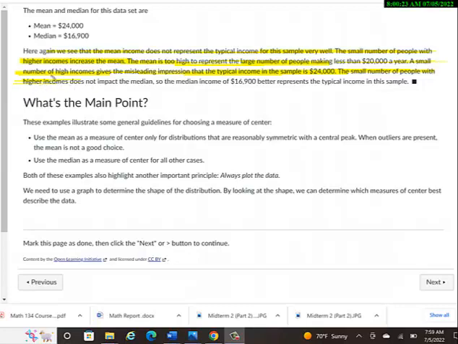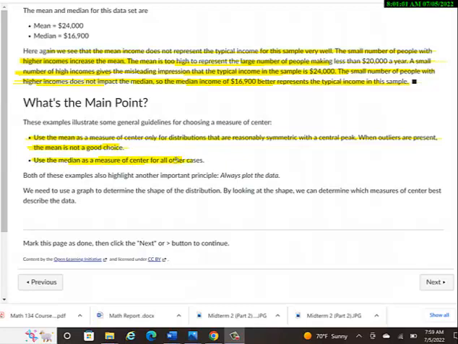The small number of people with a higher income does not impact the median. So the median income of 16,900 better represents the typical income in this sample. So the point from this is: use the mean as a measure of center only for distributions that are reasonably symmetric with a central peak. When outliers are present, the mean is not a good choice. So a lot of times with grades, homework and exams, mean is used, but for things outside of school, you'd probably want to use median for the most part. Use the median as a measure of center for all other cases.